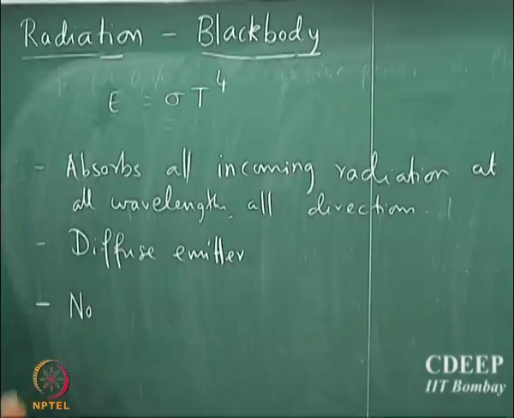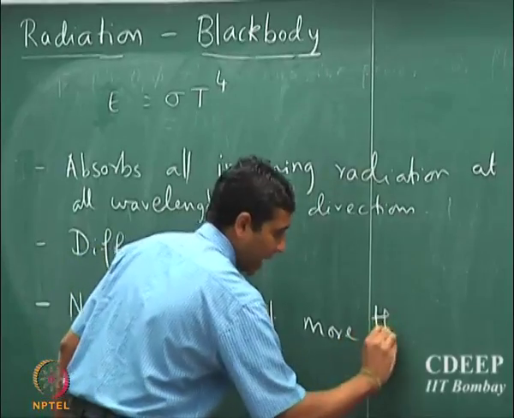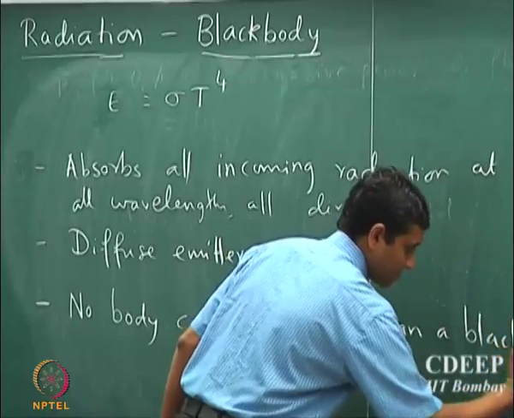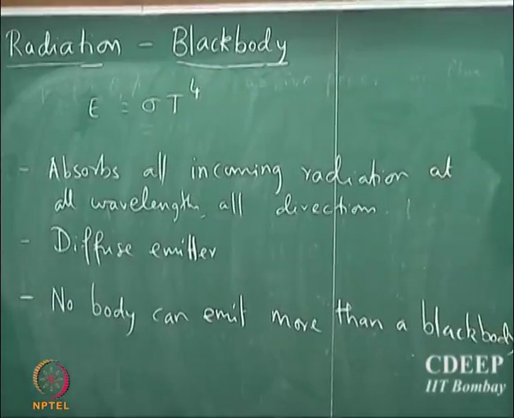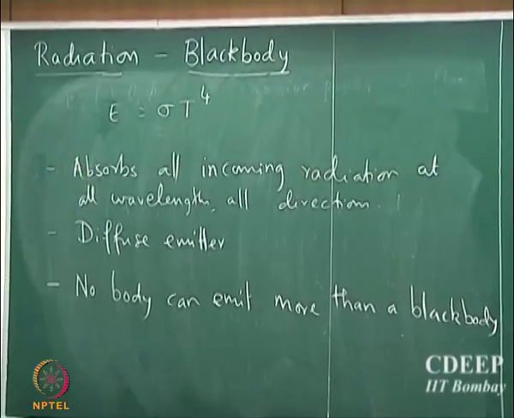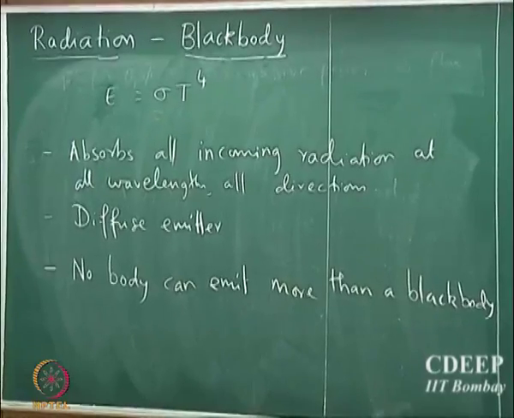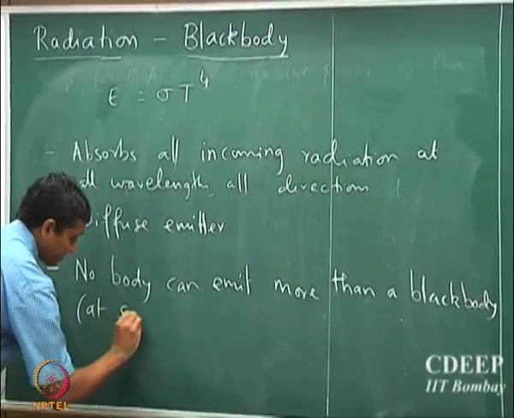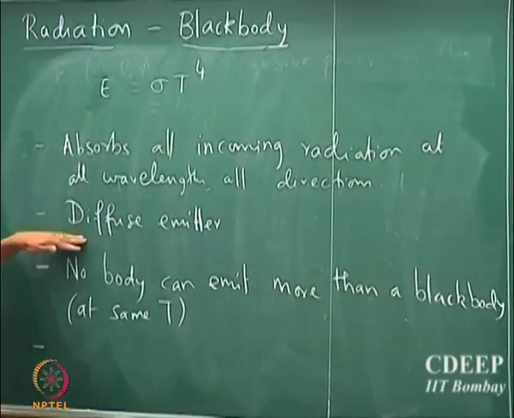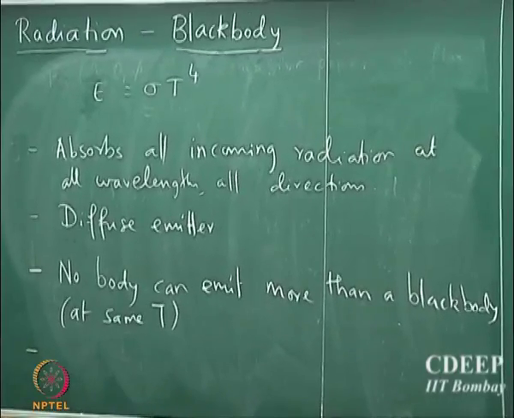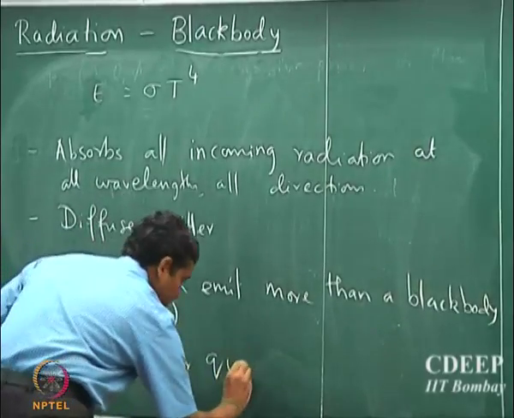No body can emit more than a blackbody. Again, it's an idealization. There are some experimental geometries that have been close to blackbody, but it's not there yet. So it's just an idealization. No body can emit more than the radiation that is emitted by a blackbody at the same temperature. That is very important. Same temperature. Okay. So therefore, the diffuse emitter, it absorbs all incoming radiations at all wavelengths and all angles, and so it is generally considered as a standard for quantifying the radiation process.